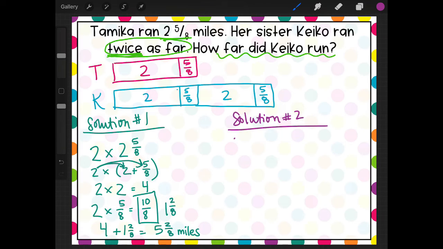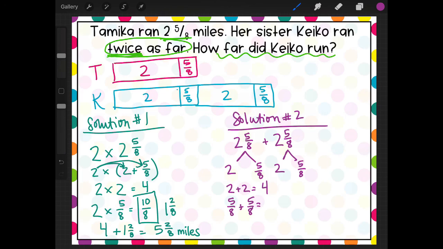So I'm just going to say that she has 2 5/8 and then plus 2 5/8. I can add that together because I know that these can be split up into 2 and 5/8. These are like our number bonds, remember? Well, I know I can add 2 plus 2 together really easily. So 2 plus 2 equals 4. And then I do 5/8 plus 5/8, and that is equal to 10/8.